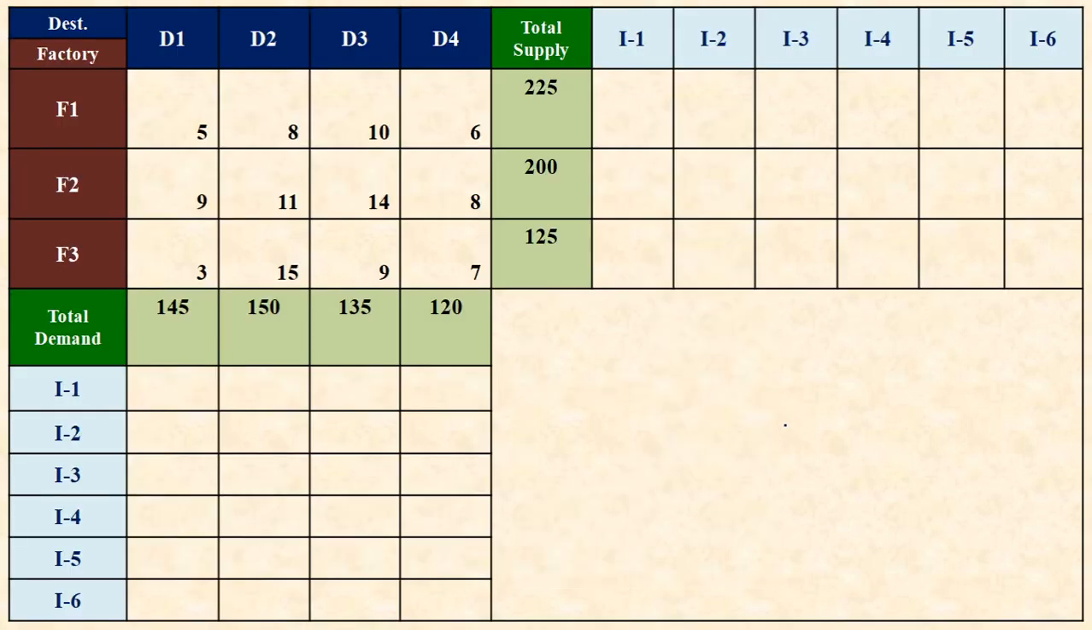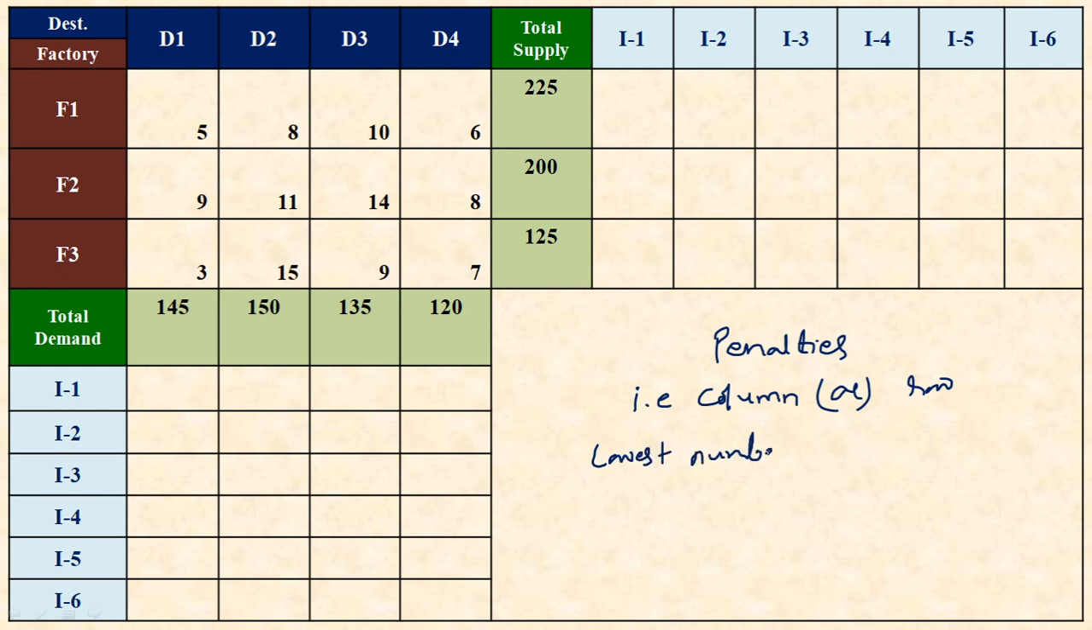In Vogel's approximation method, there is a newness. What is that newness? We need to find out penalties, for the column as well as the row. How can we identify the penalties? Identify the lowest number and subtract this lowest number from the next best number of the row and column.